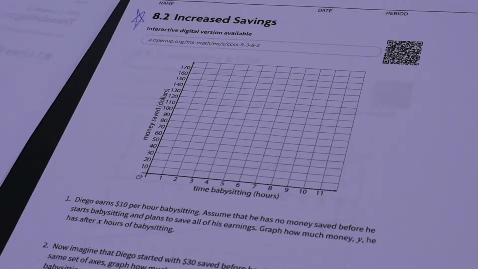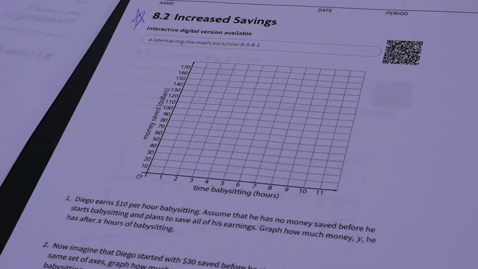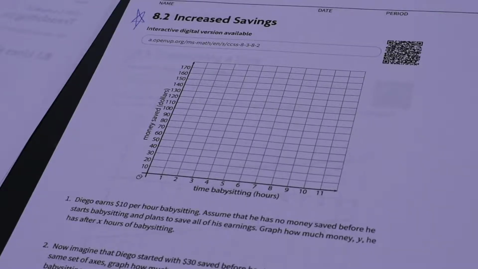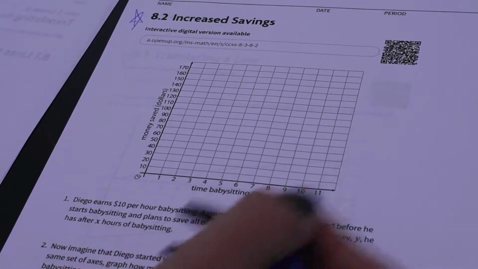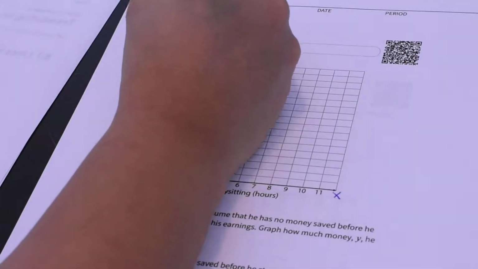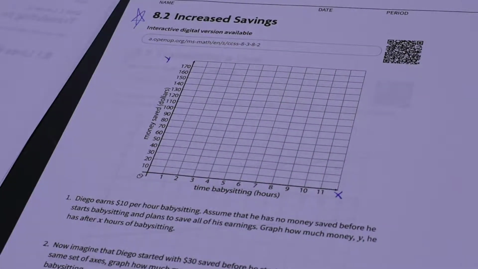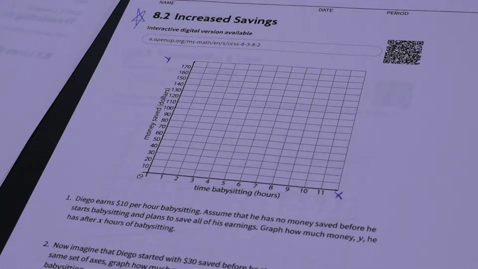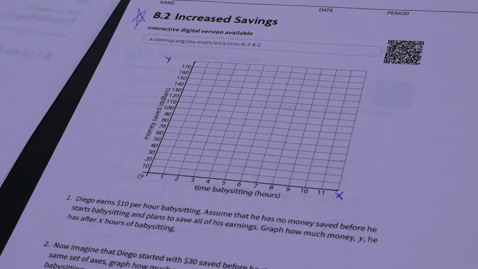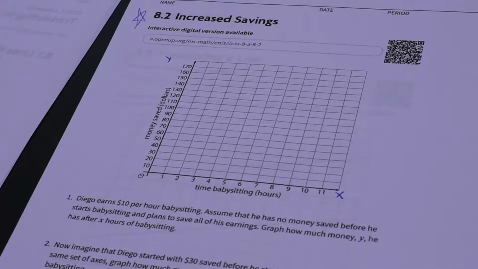So he doesn't have any money. He starts babysitting. He makes $10 an hour and he's saving his $10 every hour. All right. Graph how much money Y he has after X hours of babysitting. So we can see here that X represents hours and Y represents dollars. Okay. If I wanted to graph this, I could write an equation, create a table, or both.